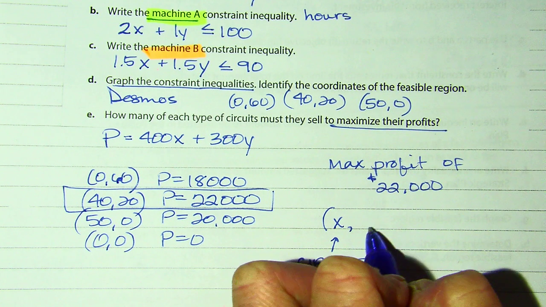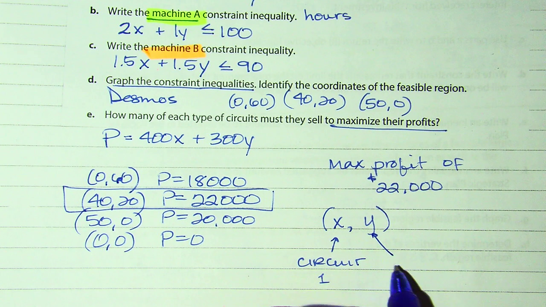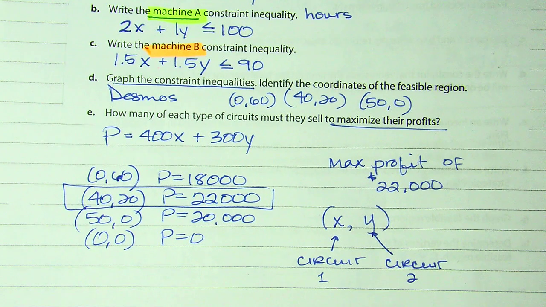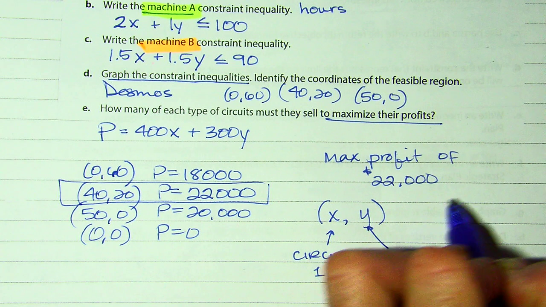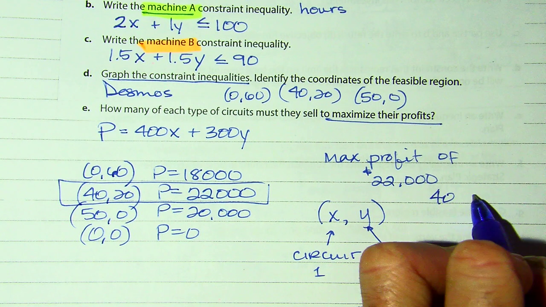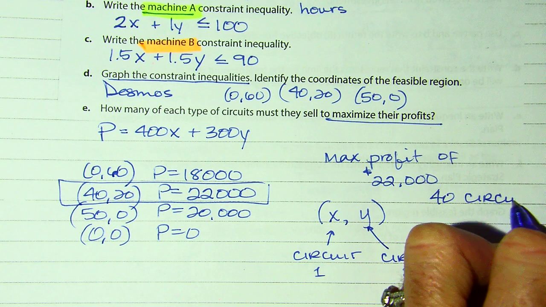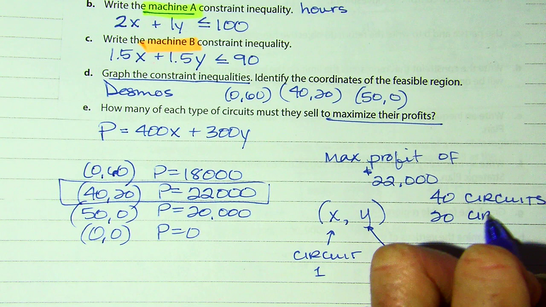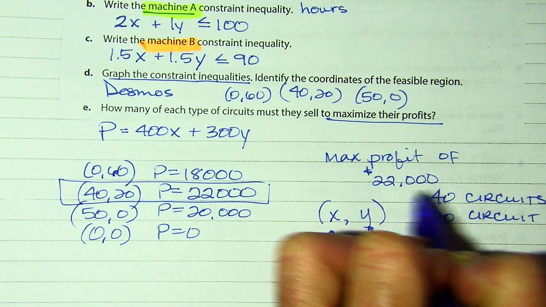Now I know X is circuit 1, and I know Y is circuit 2. So based on this coordinate, I would need to make 40 circuit 1s and 20 of circuit 2.